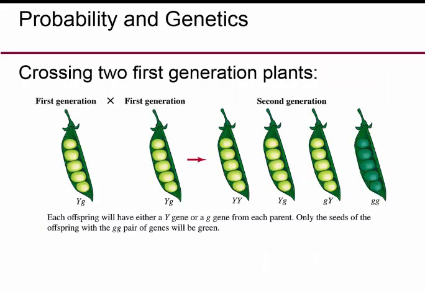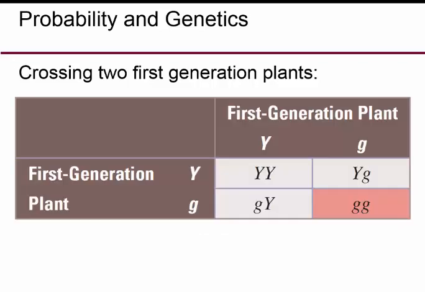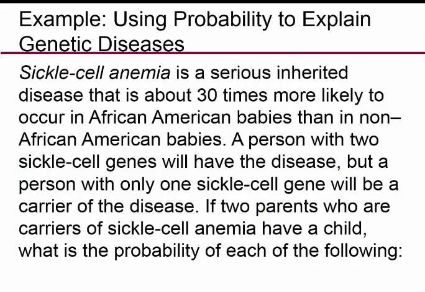Now, crossing 2 first-generation plants. Each offspring will have either a Y gene or a g gene from each parent. So only the seeds of the offspring with the gg pair of genes will be green. So you can see that you can have a YY, Yg, gY, or gg. That's a recessive gene. And so this leads to this next question.